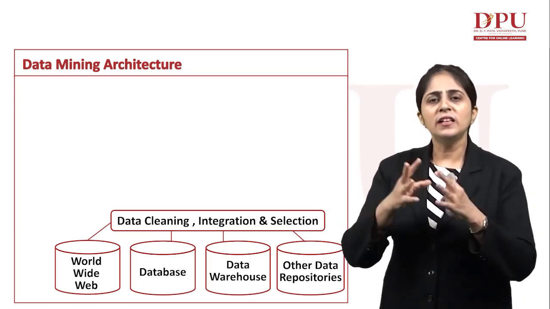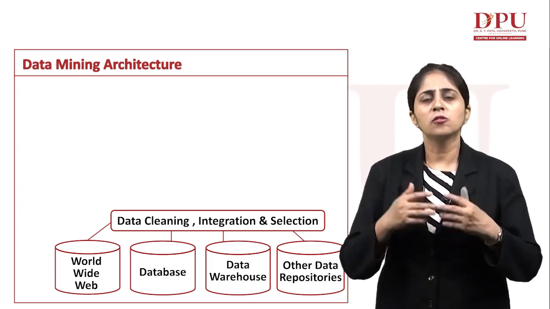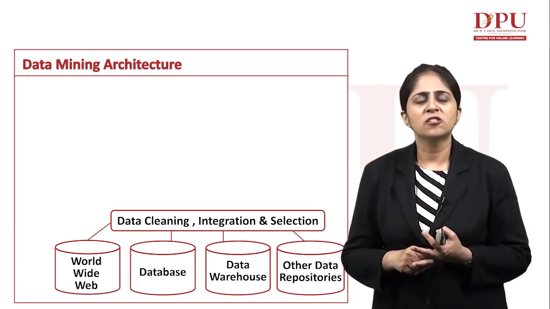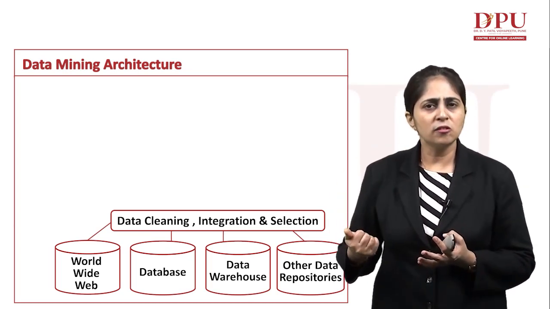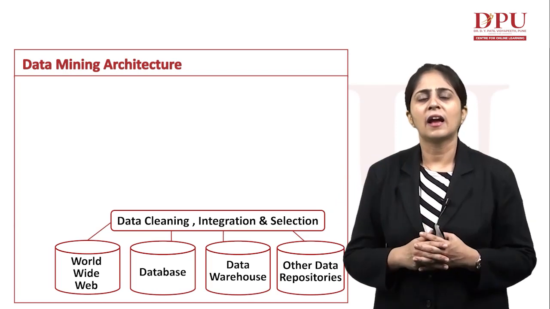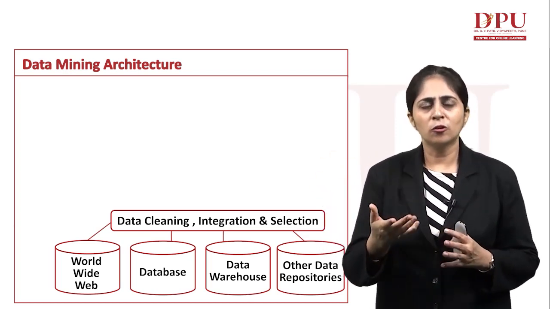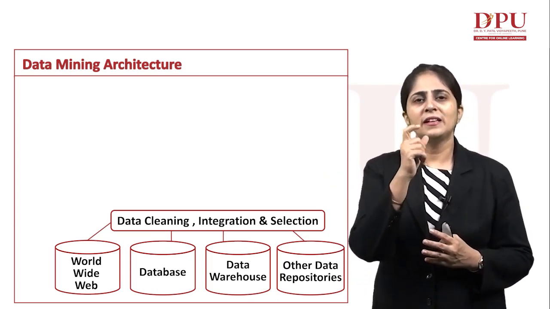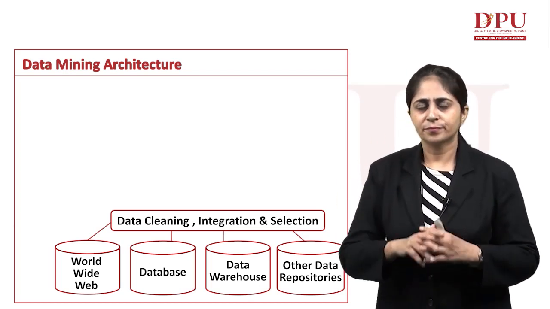Then we need to integrate our data. We need to make different sets of the data so that they can be utilized properly. And we need to do the selection of data, whether we should take this data or this is not required. The selection of data has to be done. So for this data mining architecture, if we want to build some kind of data mining technique, our steps will be data cleaning, data integration and data selection.